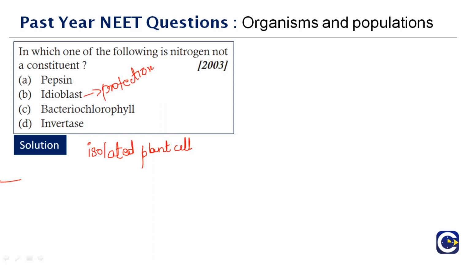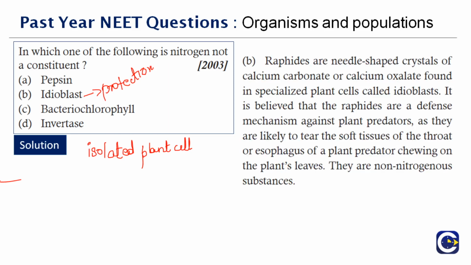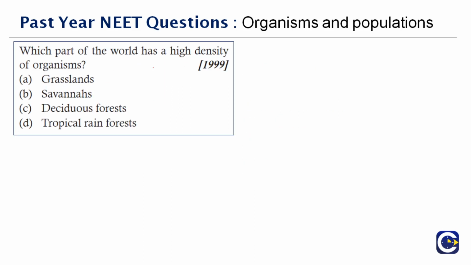So it's a protection action from the plant, so that once it starts hurting, the animal will obviously not continue eating the plant. So it's one way of defense mechanism that the idioblast provides to the plant. And this is a non-nitrogenous compound. Therefore, the right answer to this question is option B. Okay, next question here.